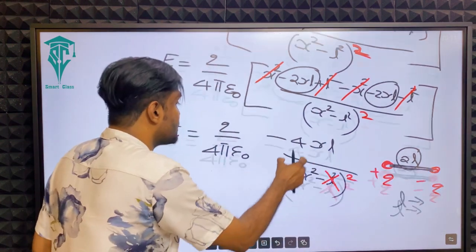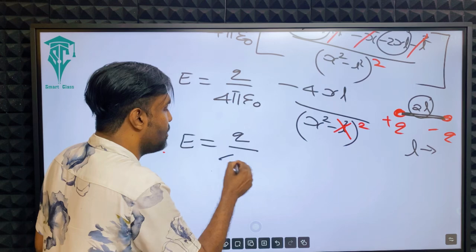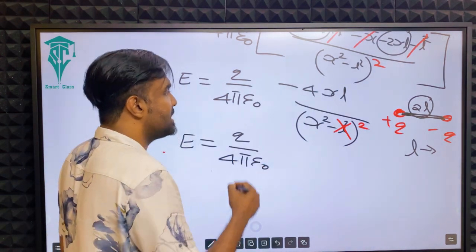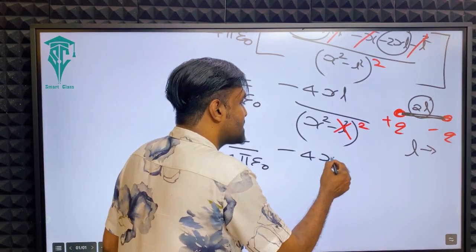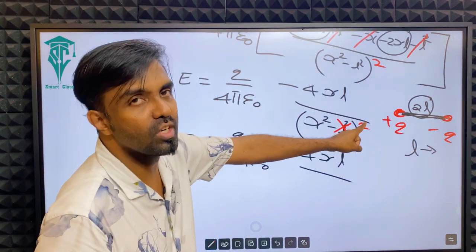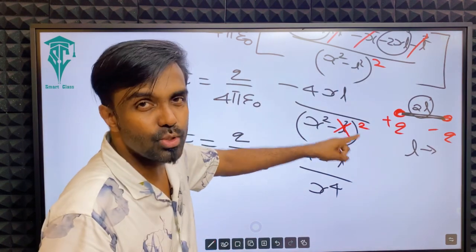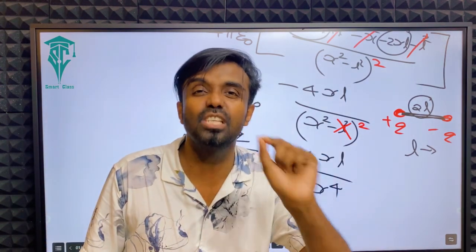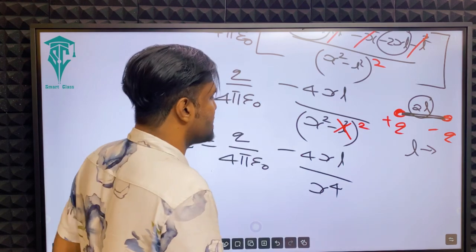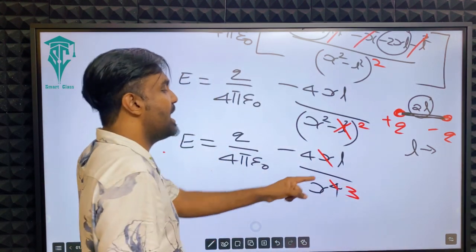So what is next, guys, please continue. E is equal to Q by 4 pi epsilon 0, minus 4xL divided by (x square) the whole square, that will be x raised to 4. We don't consider L square because it is a very negligible value. Clear? And what is next? Please cancel these, and this will be x cube.